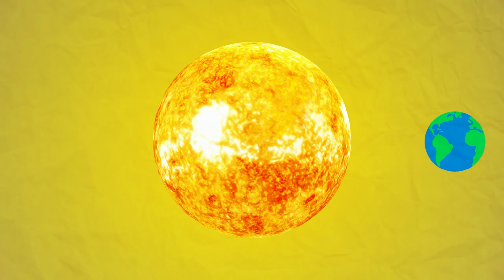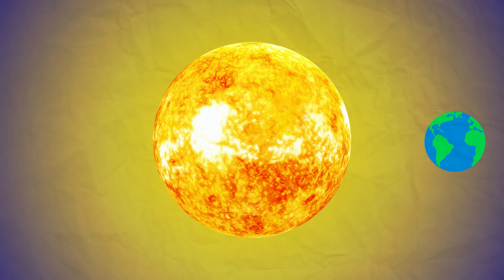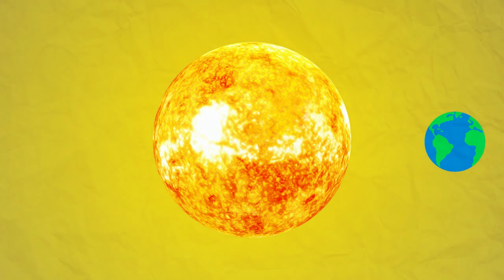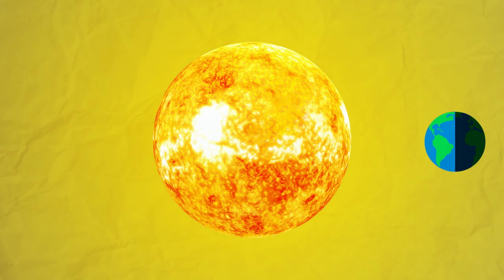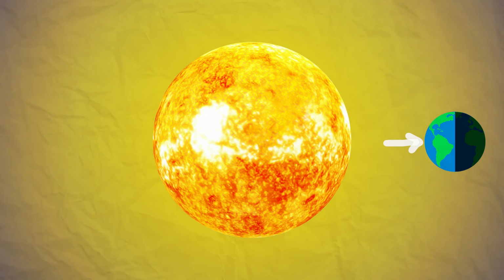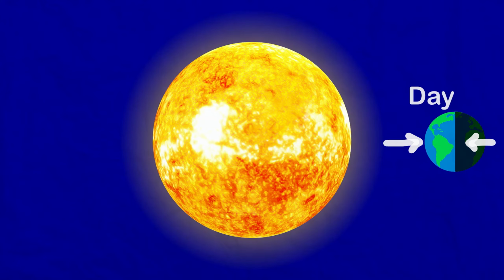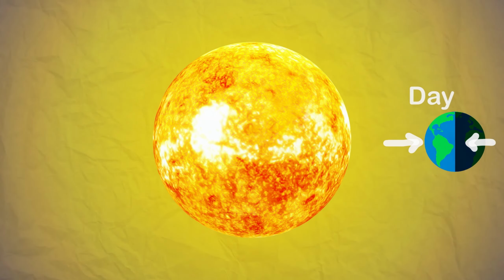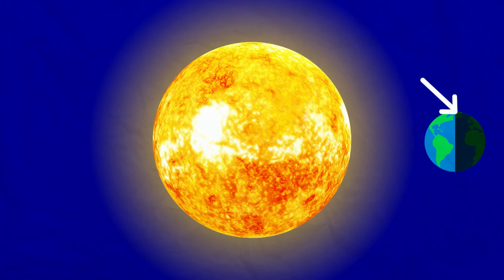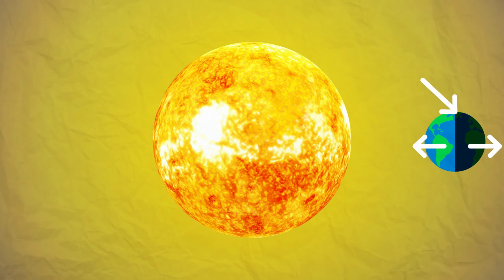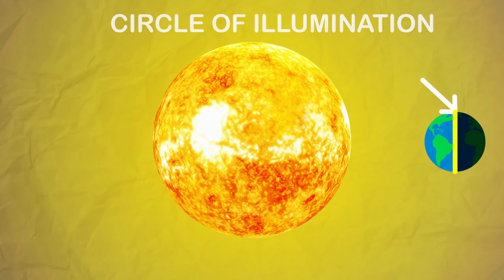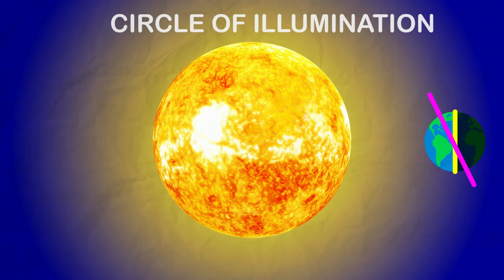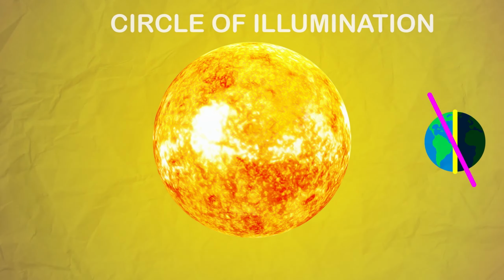The Earth receives light from the Sun. Due to the spherical shape of the Earth, only half of it gets light from the Sun at a time. The portion facing the Sun experiences day, while the other half away from the Sun experiences night. The circle that divides the day from night on the globe is called the circle of illumination. This circle does not coincide with the axis, as you see in this figure.